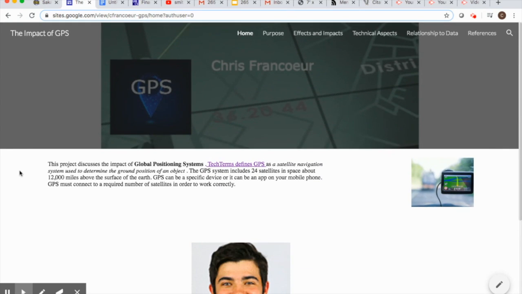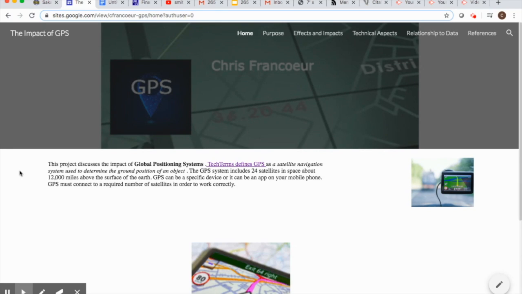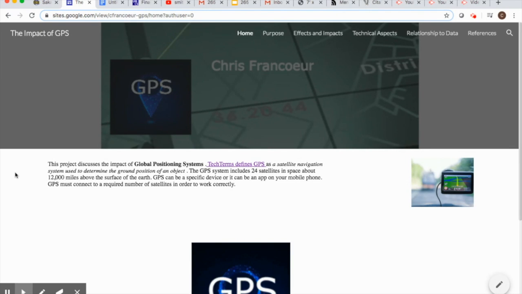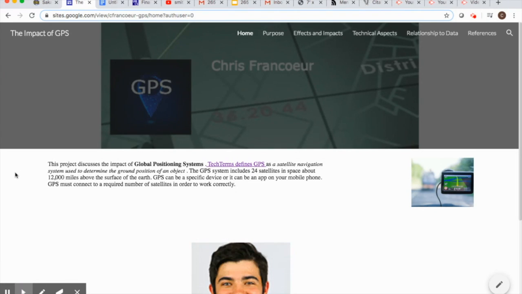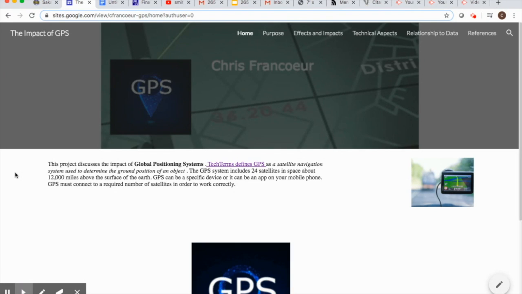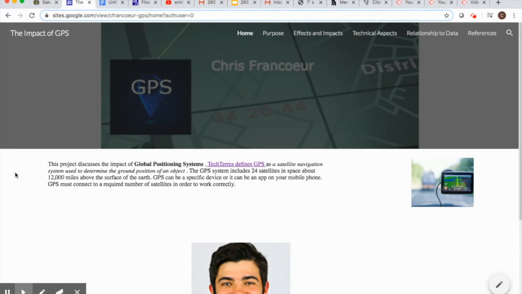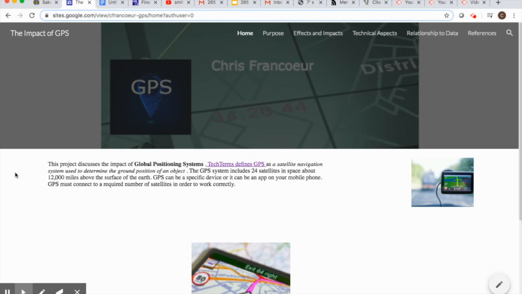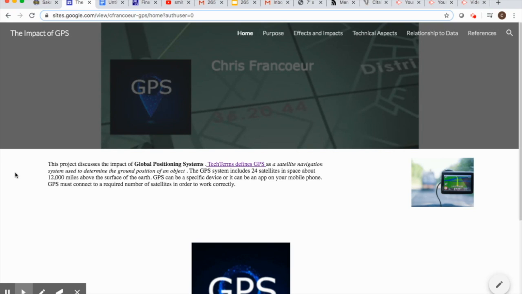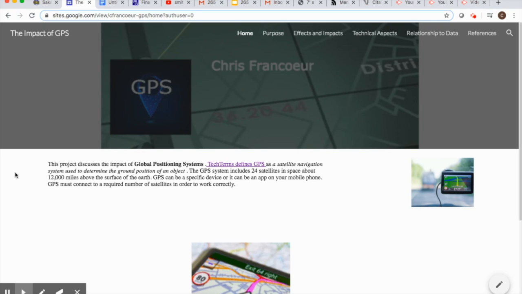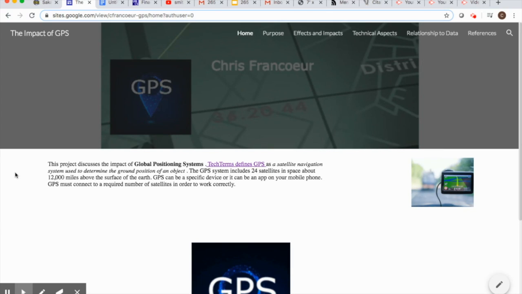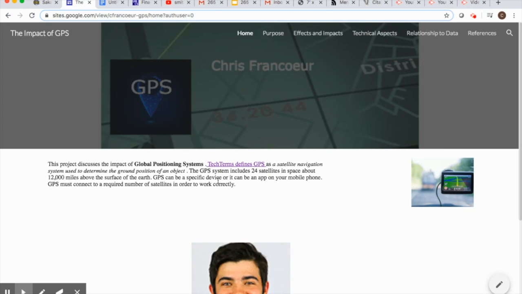So to start off with some information about my topic, we'll define GPS as a satellite navigation system used to determine the ground position of an object. The GPS system includes 24 satellites in space about 12,000 miles above the surface of the Earth. GPS can be a specific device, or it can be an app on your mobile phone. Regardless of what this device is, that GPS must connect to a required number of the 24 satellites in order to work correctly.